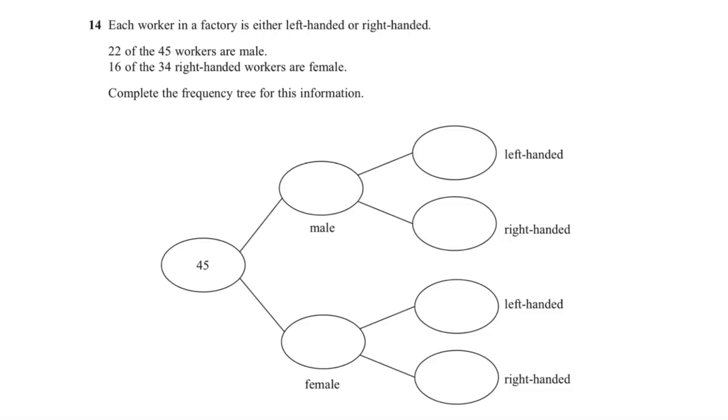So what we know so far is that there are 22 males. So 22 goes over here. And therefore this is going to be 23 females. And it says 16 of the 34 right-handed workers are female. So 16 goes over here. The rest are male, so 18 goes over here. Just going to complete it now. So that's going to be 4. And that's going to be 7. And that's your final answer.